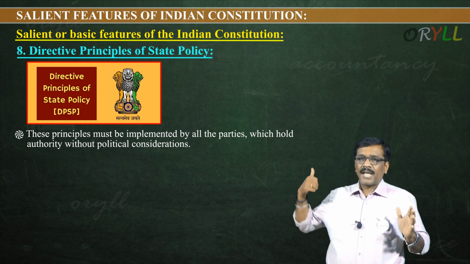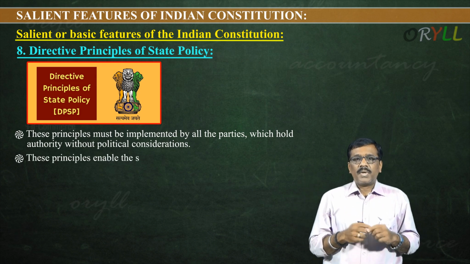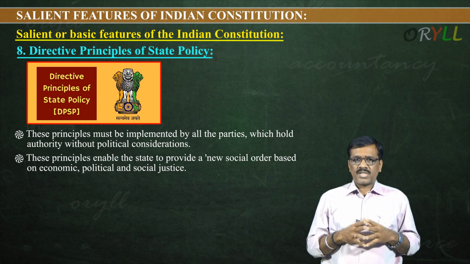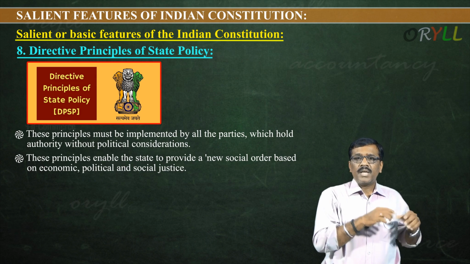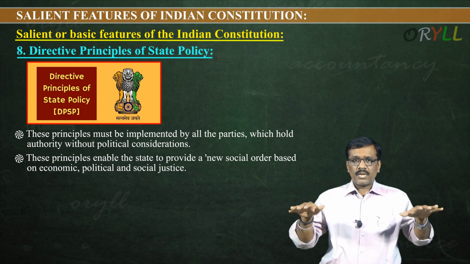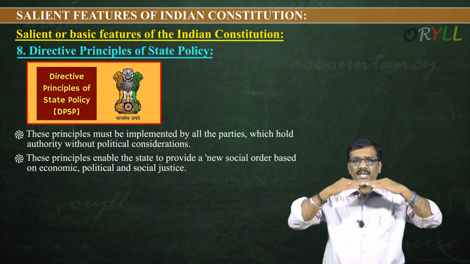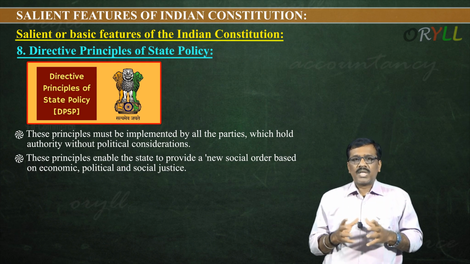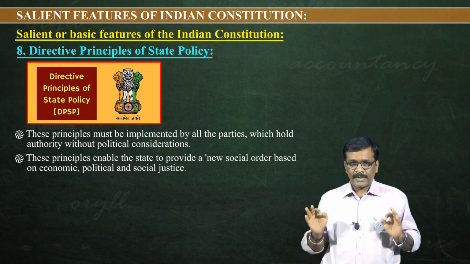Whatever government is in power, it has to deliver justice. These principles enable the state to provide a new social order based on economic, political and social justice. The government will deliver justice irrespective of political party to ensure a new social order. A social order, in the sense of an equitable society, a stratum where there are no ups and downs. Understand? In economic, political and social areas, it has to ensure equality. Such a thing is the responsibility of the state.